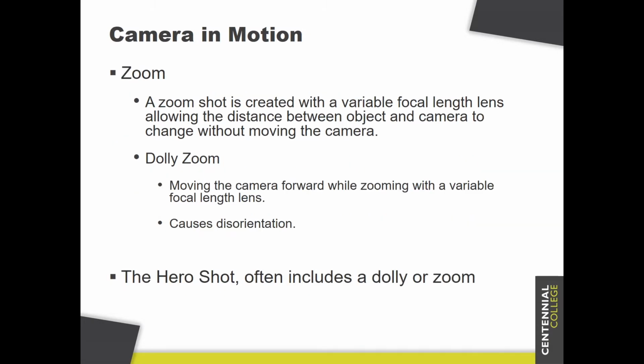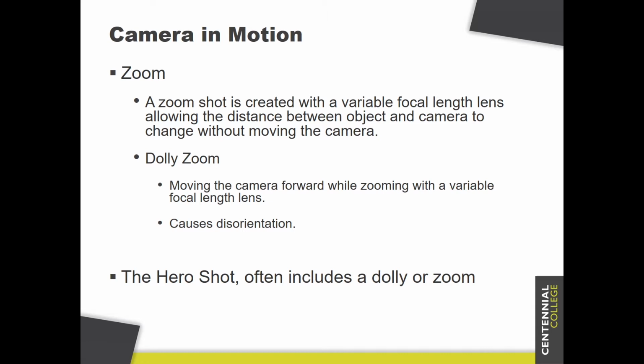The zoom shot is basically created when you place your camera in a position and then utilize a variable focal length lens to allow you to move closer to the subject or move farther away. It depends on which way you're zooming in or out. We talked about the variable focal length lens previously, the zoom lens, and how it allows us to either move closer and then narrow our field of view, or move farther away and then widen our field of view. So that is a zoom shot.